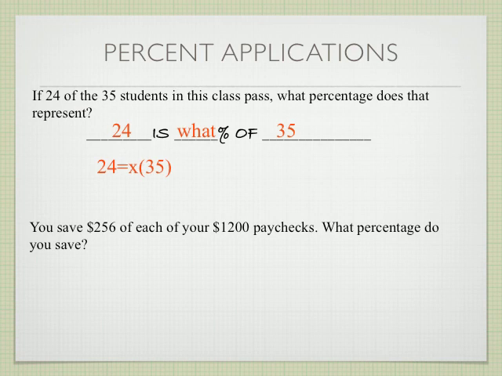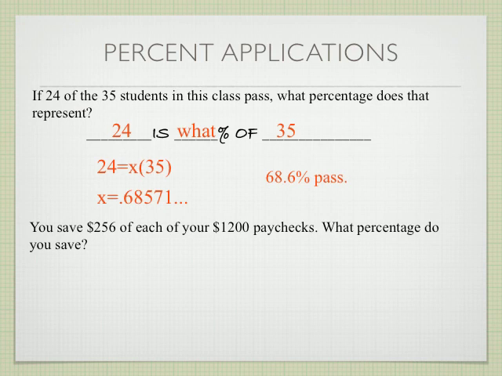So that's 24 is x times 35. Divide both sides by 35. You get x equals 0.68571... What would my answer be? Okay, I was looking for a percent. Since I'm looking for a percent, I need to change that decimal into percentage form. So it's 68.6% pass. Obviously that's rounded, it's fine to round.